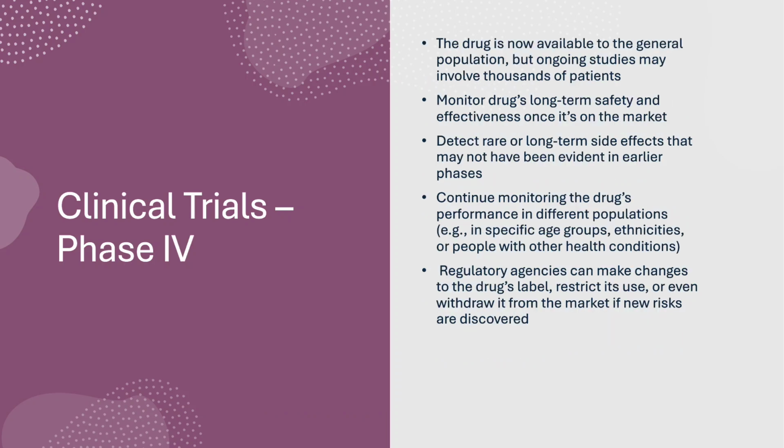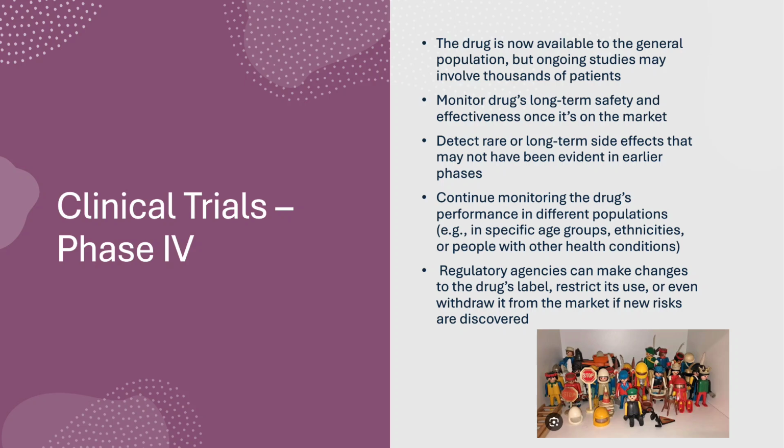Phase 4. Post-market surveillance. The drug is now available to the general population, but ongoing studies may involve thousands of patients. It is post-market surveillance to monitor long-term safety and effectiveness. In this phase, it is possible to observe rare or long-term side effects. Regulatory agencies can make changes to the drug's label, restrict its use, or even withdraw it from the market if new risks are discovered.